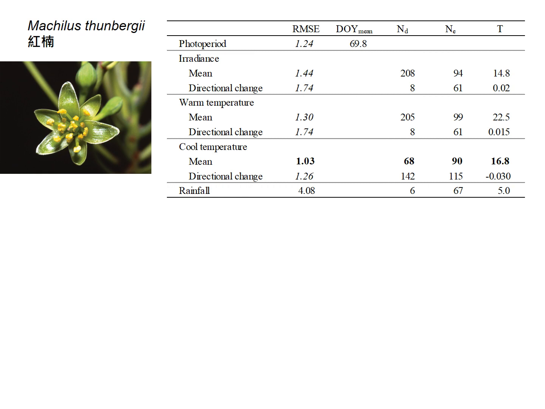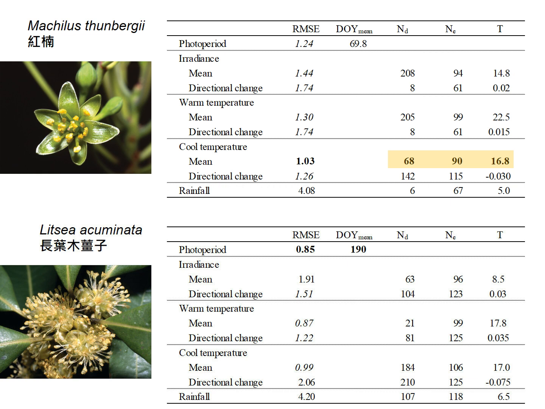Let's take a look at the estimated parameters. For early flowering species like Machilus zuihoensis, which flowers in March, the cooler temperature model best predicts its flowering times. Its ND equals 68 and NE equals 90, which means that its flowering time was sensitive to the cool temperature in last fall and winter. For late flowering species like Litsea acuminata, which flowers in July, except for the photoperiod model, the warm temperature model best predicts its flowering times. Its ND equals 20 and NE equals 90, which means that it would flower after 3 to 4 months of consistently warm temperatures.